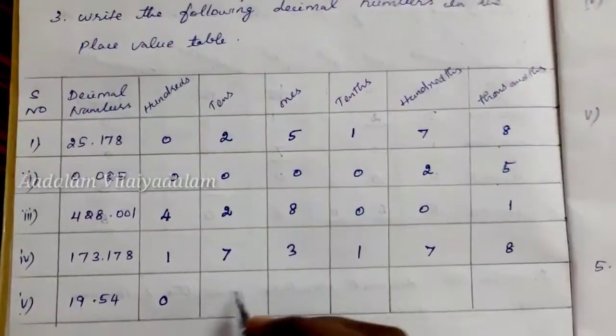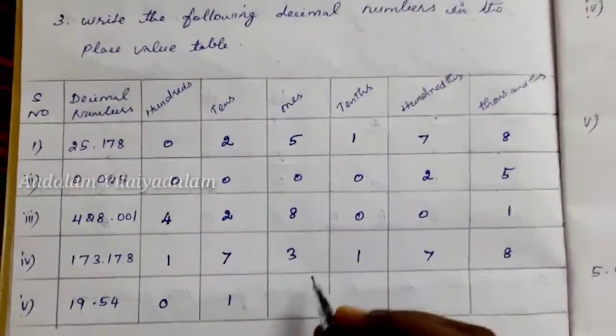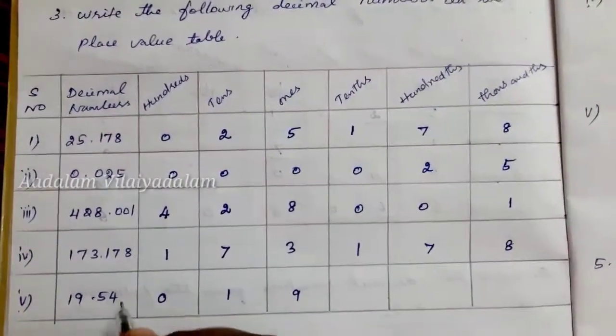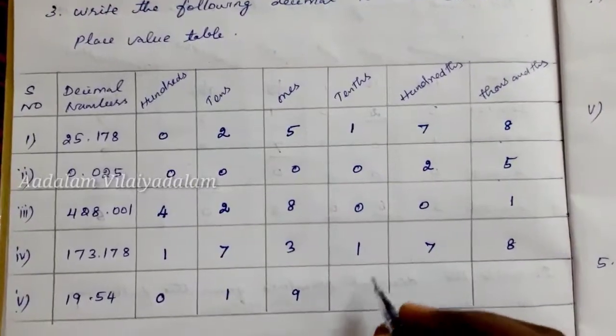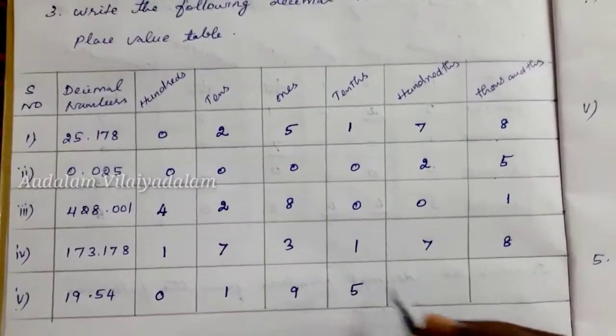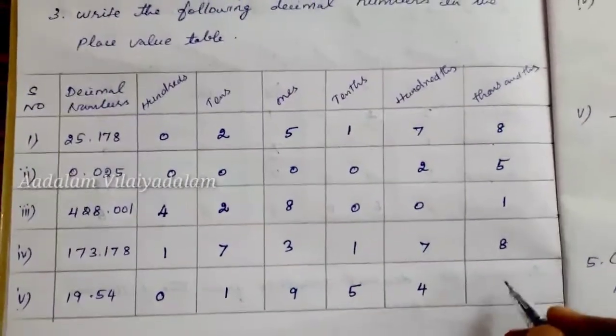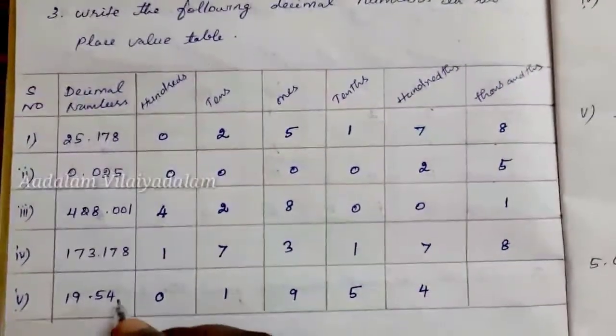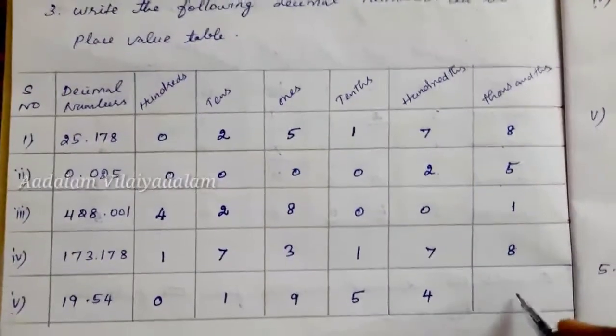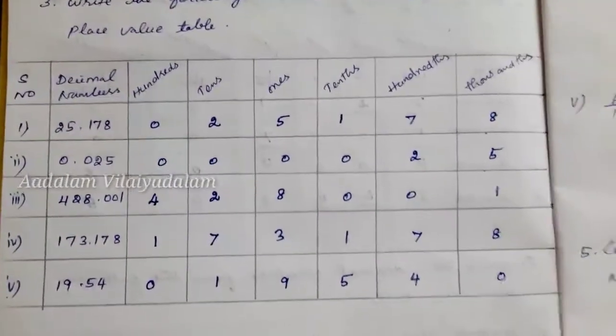Then the tens place value is 1. Then 9 ones are there, and the remaining fractional part is 5 tens, 4 hundreds, and there is no place value for the thousands, then 0 thousands.